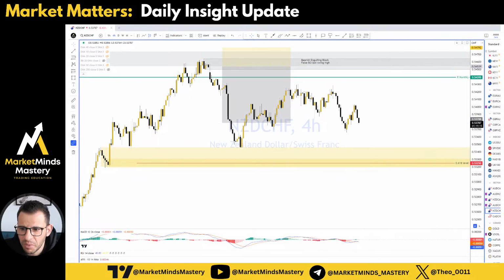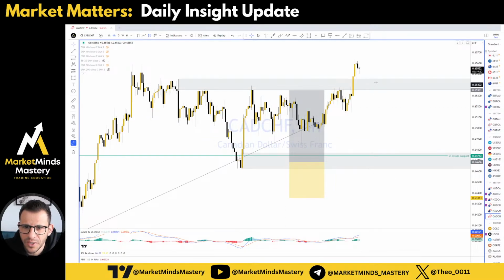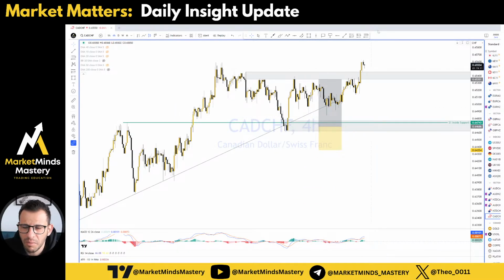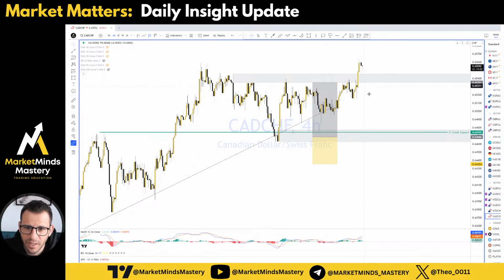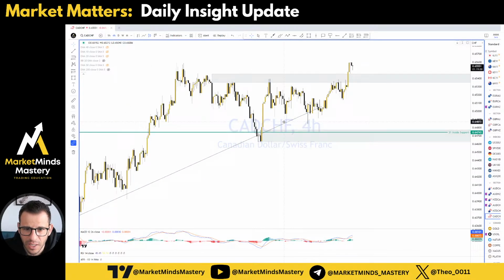New Zealand Swissy, pretty much nothing here, and CAD Swissy, the price moved to the upside, I think yesterday. Let's see if it's going to continue, if it's going to maintain its bullish bias. This one is not valid anymore. Down here, these order blocks.